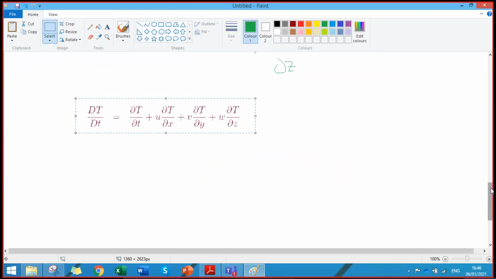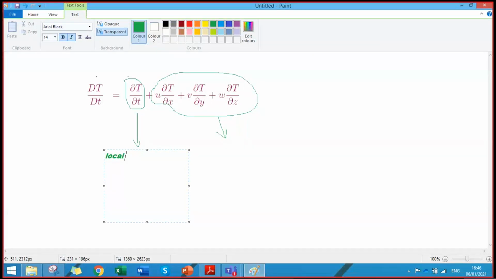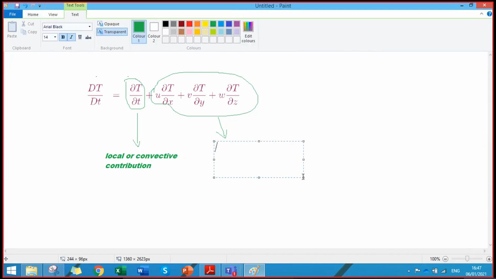So if we inspect closely, basically this total derivative has two terms. One is this term, which is dependent on the time. It is called the local or convective contribution, and the second term is called the spatial contribution. Clear?